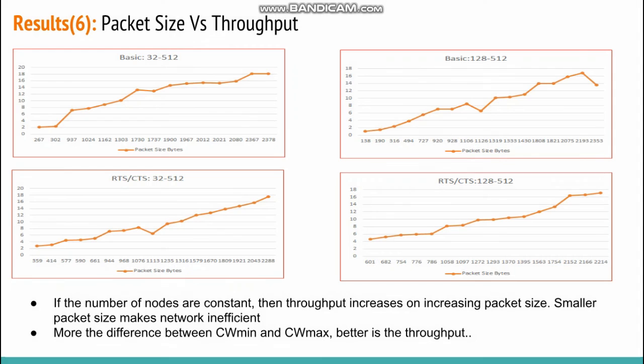And for the last case, we have the packet size versus throughput analysis. As per CSMA and as per our simulation also, as the packet size increased, our throughput also increased. It also makes the network more efficient when we have more and more packet size nearer to the MTU. One other interesting result was about the contention window: if we have a larger contention window size, we have a better throughput.